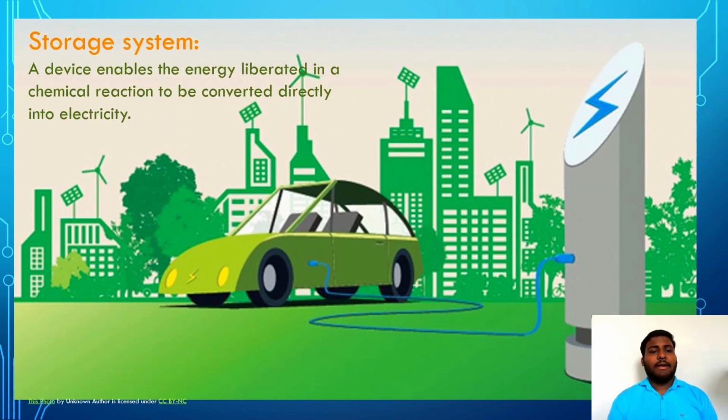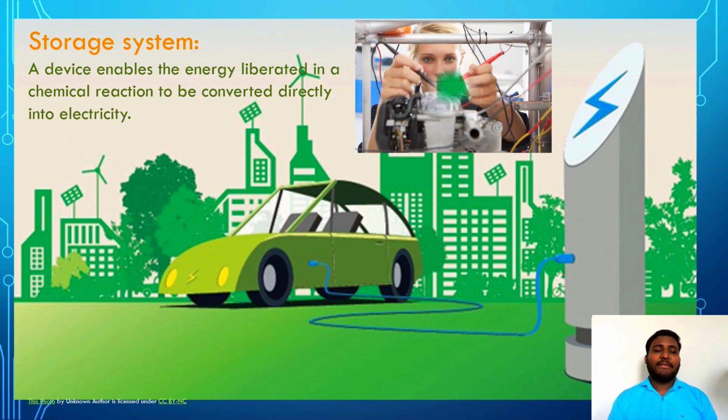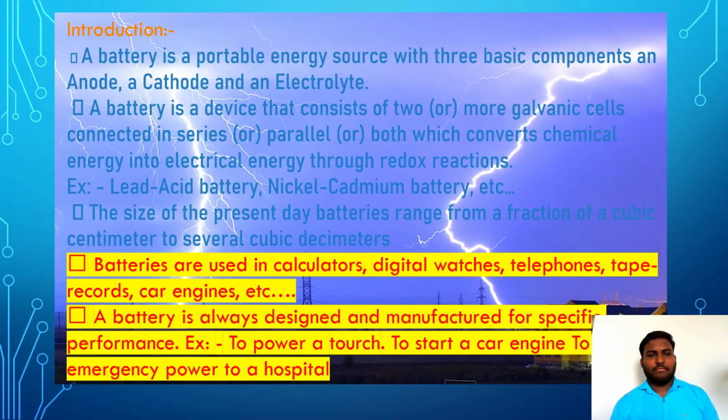Coming to the storage system. A device that enables the energy liberated in a chemical reaction to be converted directly into electricity, which means a chemical reaction that results in electricity. Introduction. A battery is a portable energy source with three basic components: an anode, a cathode, and an electrolyte. A battery is a device that consists of two or more galvanic cells connected in series or in parallel, which convert chemical energy into electrical energy through a redox reaction. Example: lead acid battery or nickel cadmium batteries.